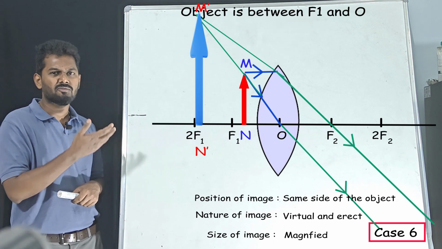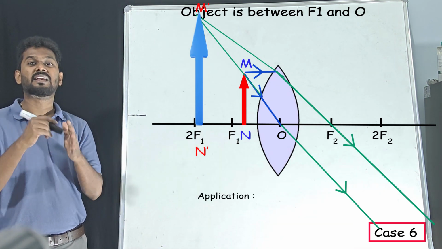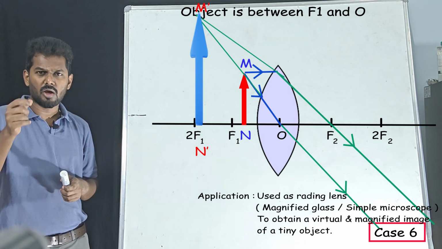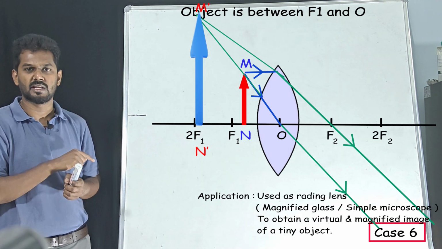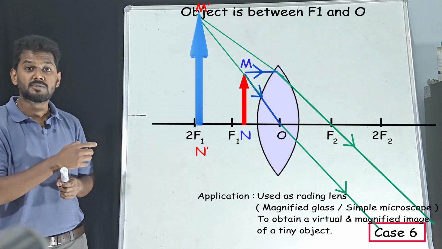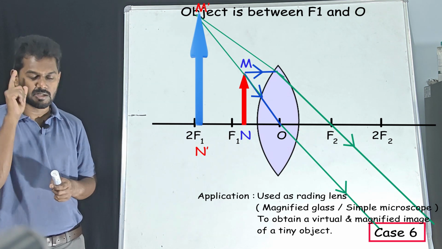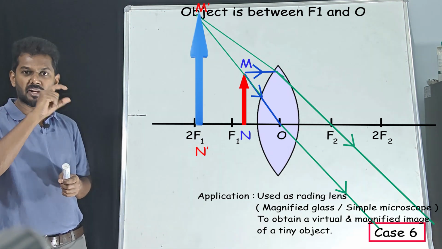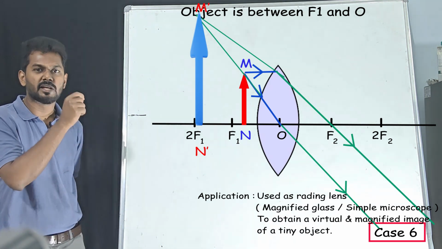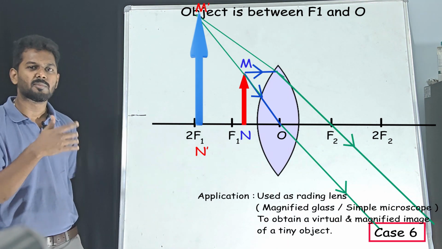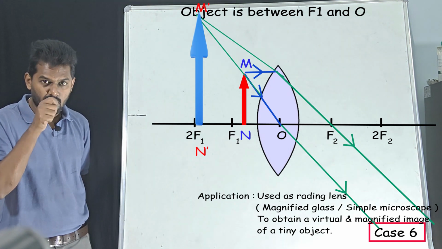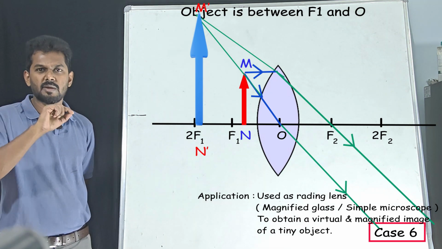Then what is the application of this kind of lens? This is used as a reading lens. In many of the questions, whenever you see reading lens, it is definitely convex lens. In the convex lens, where is the position of the object? It is between f1 and optic center. Keep this in mind. Whenever they specify reading glass, you should remember this image. So the application is that it is used as a reading lens, or magnifying glass, or simple microscope.